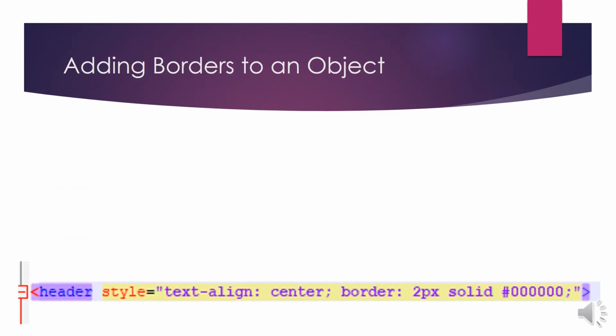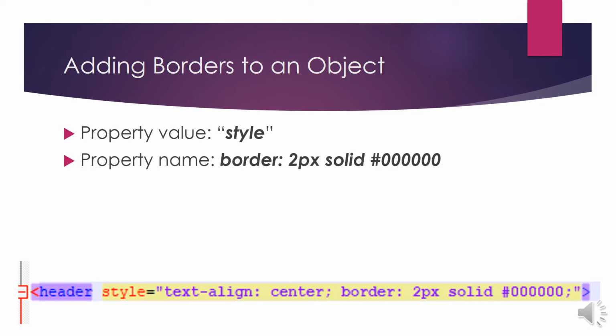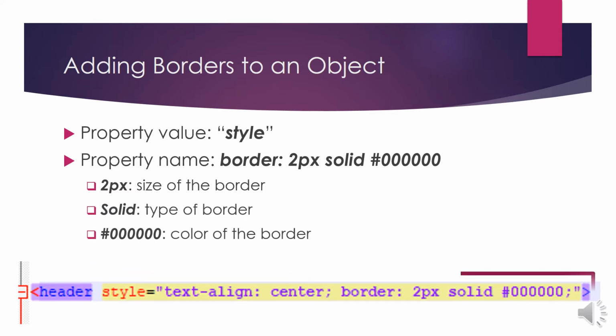Adding borders to an object, the property value that you use is style. The property name would be border colon space 2 pixels space solid space and then the hexadecimal number. The 2 pixel stands for the size of the border. Solid is the type of border, and the hexadecimal will set the color of the border.